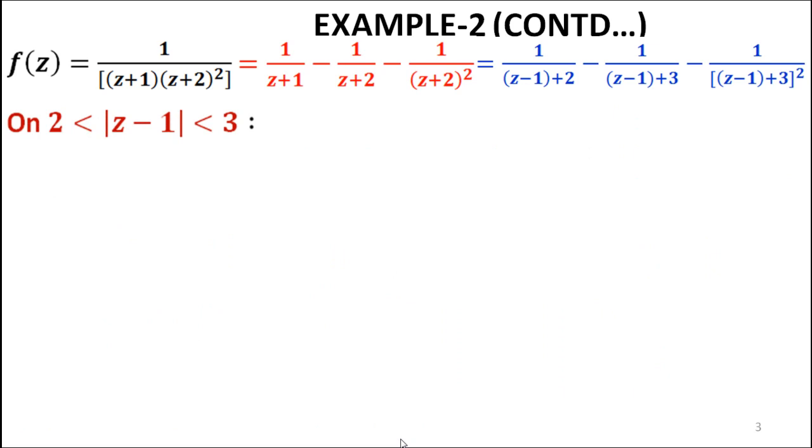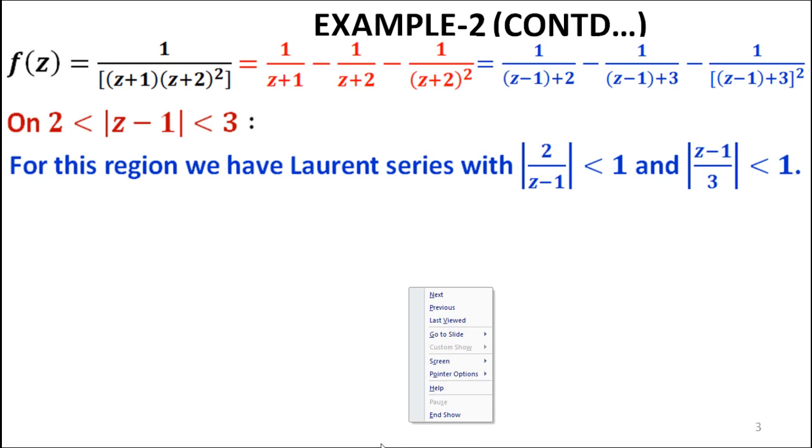Now coming to the second region, 2 less than mod of z minus 1 is less than 3. For this region, we have the Laurent series expansion within the region that mod of 2 by z minus 1 is less than 1 and mod of z minus 1 by 3 is less than 1, because we are writing these two conditions to get the binomial expansions.